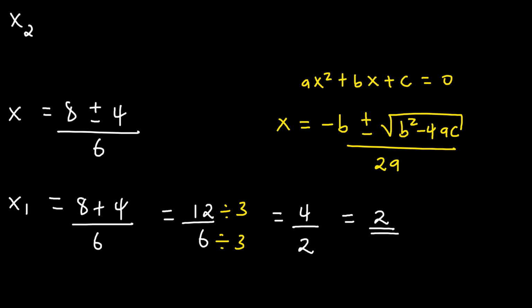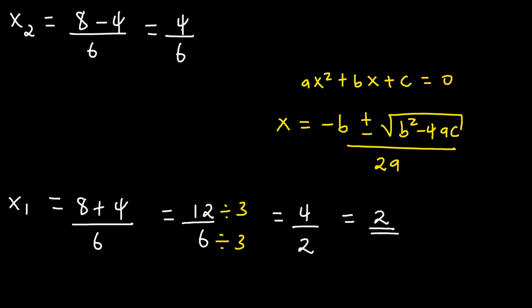Now what about x2? This time we shall use the minus sign. So we shall have 8 minus 4 divided by 6, and this will be equal to 4 divided by 6. Now both 4 and 6 are divisible by 2, so we shall divide this by 2, and also divide 6 by 2. 4 divided by 2 gives us 2, and 6 divided by 2 gives us 3. Therefore, x2 equals 2 divided by 3.